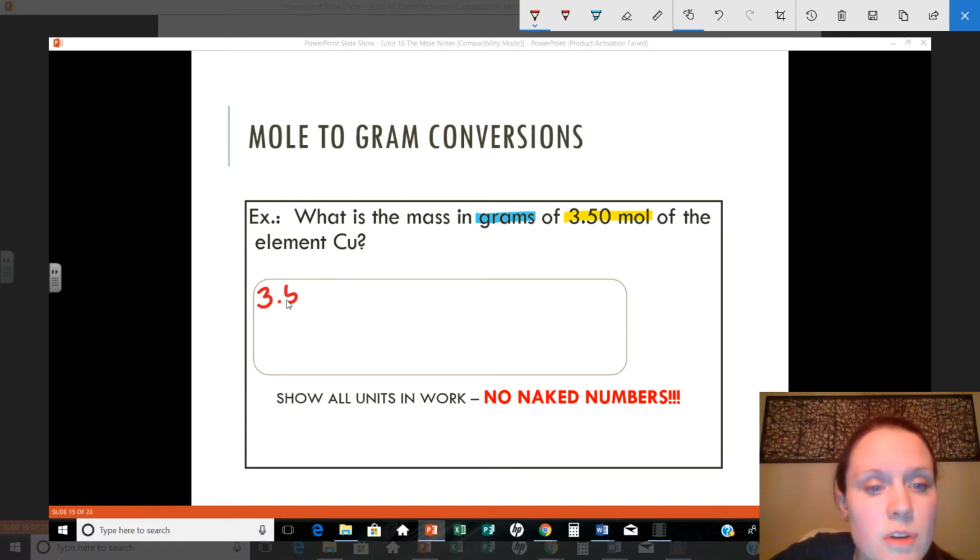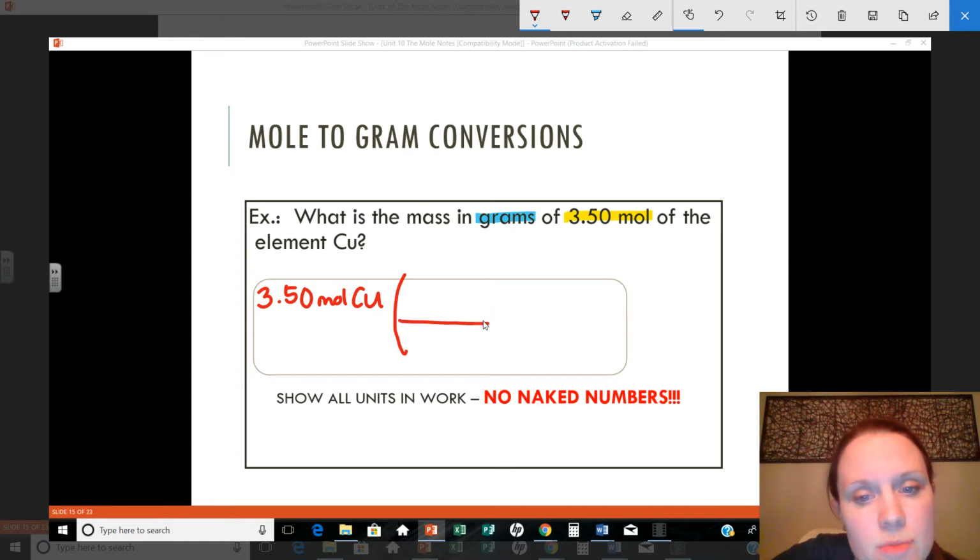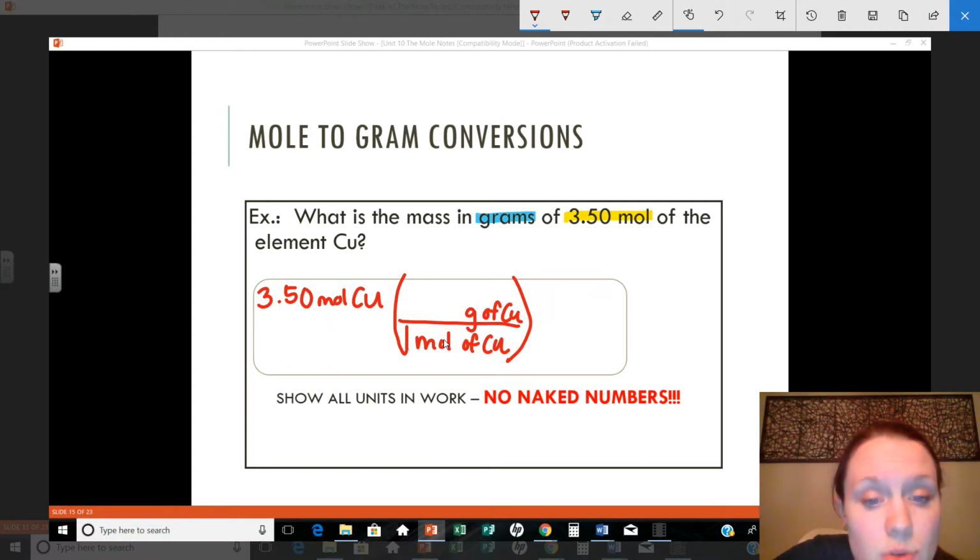I have 3.50 moles of copper. Here's my conversion factor. My desired unit is grams of copper. The conversion factor that I am going to use is how many grams are in 1 mole of copper, or the molar mass of copper.